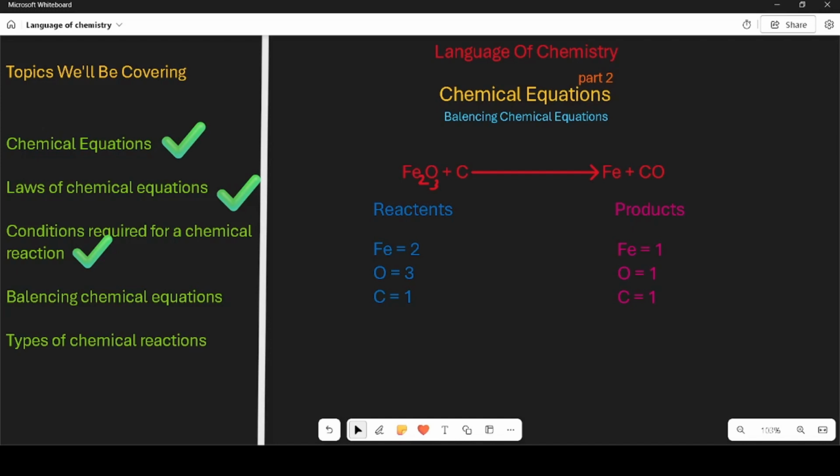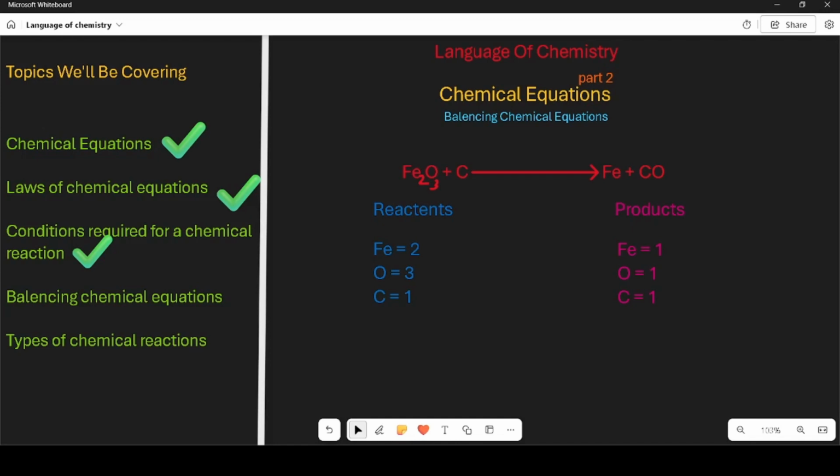Remember this one thing. Let's say that in the equation we have a compound, ferrous oxide. If we put a number before it, the number will be applicable to iron and oxygen. We cannot separate them and put a number in between them. This is a major rule we need to remember while balancing chemical equations.